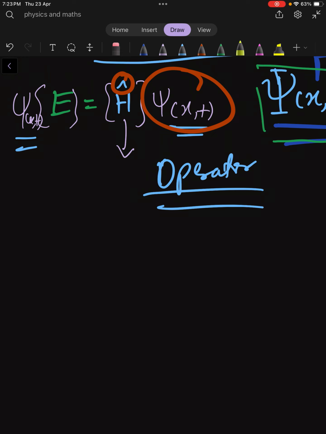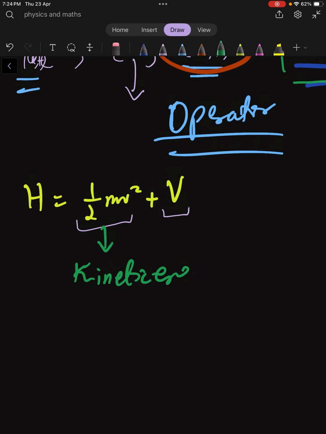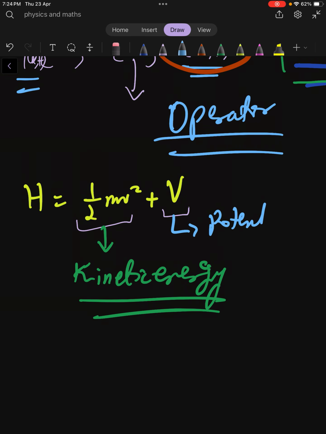So then, H equals 1 by 2 m v square plus V. Now, what is 1 by 2 m v square and V? 1 by 2 m v square, of course, from classical physics, is one of the main things: kinetic energy, which is gained because of movement. And then we have potential energy.